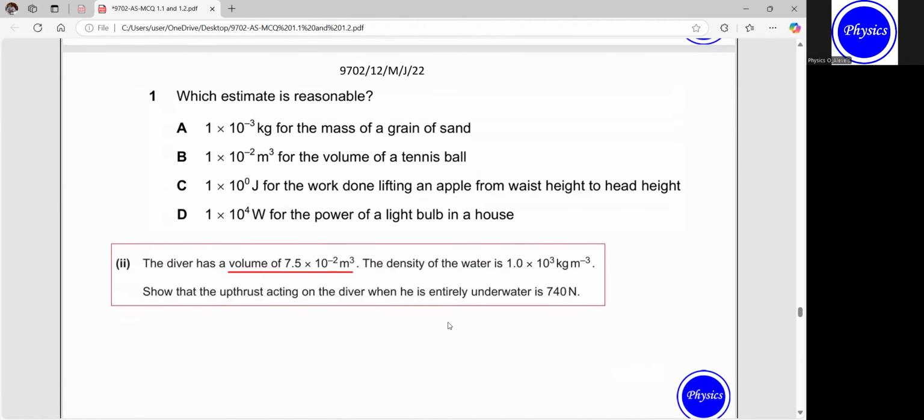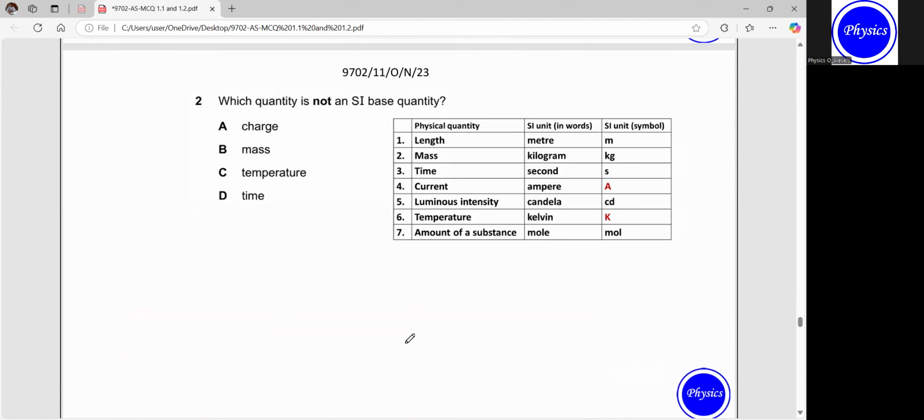Which estimate is reasonable? One more estimation question. Okay, already, that's the same thing. So the next question is: which quantity is not an SI base unit? Use this table. Charge is not an SI base unit. Options B, C, D are SI base units. These three are SI base units.